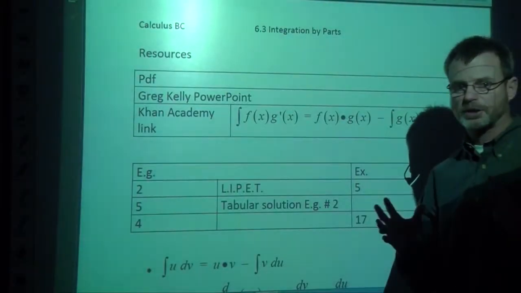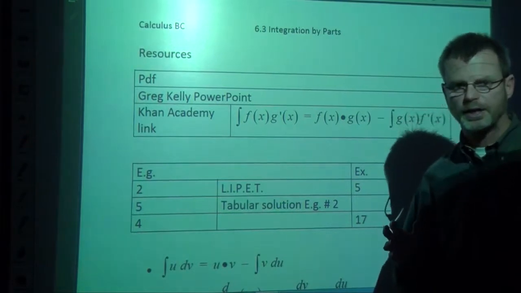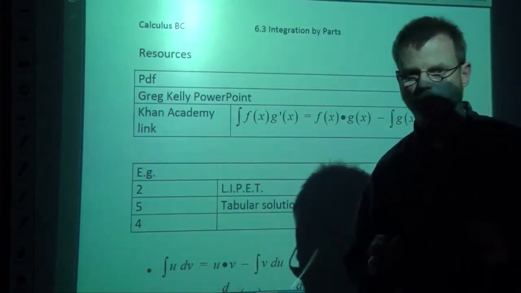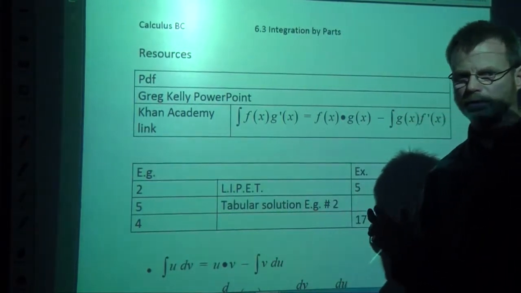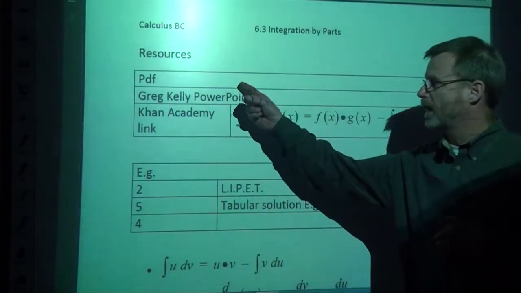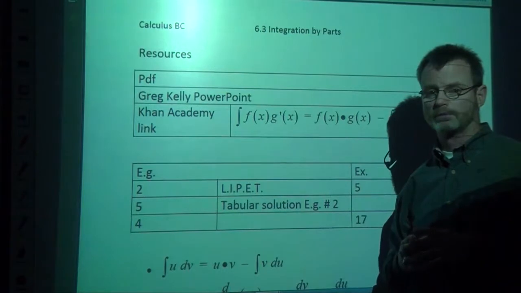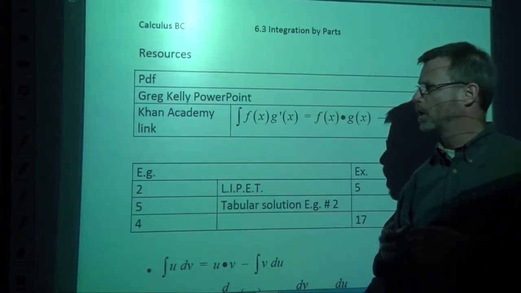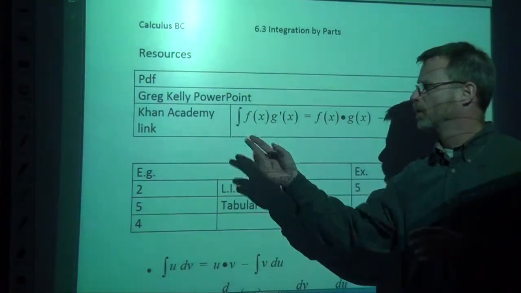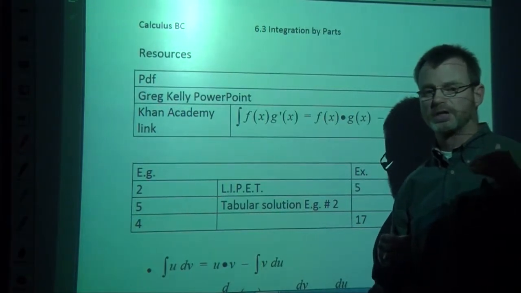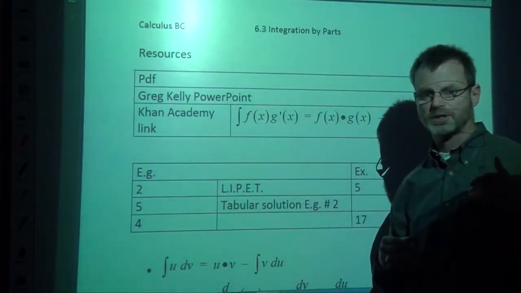Okay, this is our flipped classroom for section 6.3 on integration by parts. And the resources you're going to need for this are the PDF, which is on the web page, the Greg Kelly PowerPoint, and that link's there, and also the Khan Academy link, where Sal Khan goes through the derivation of the integration by parts algorithm.